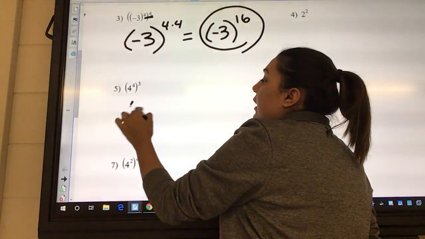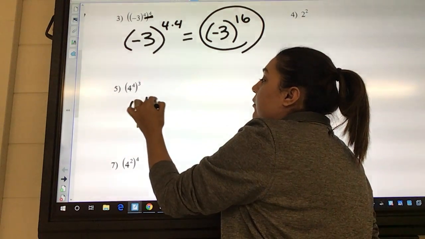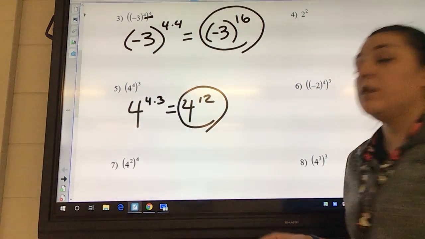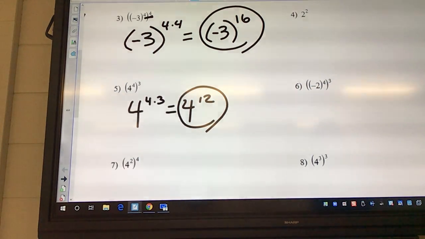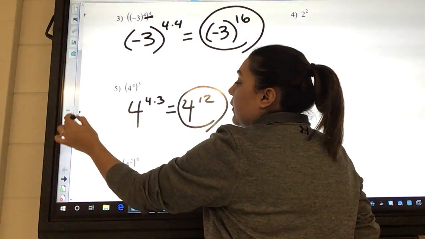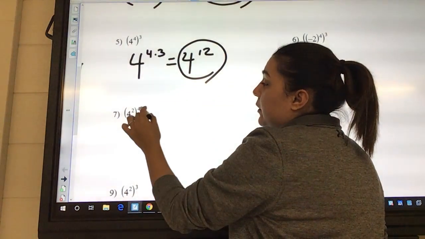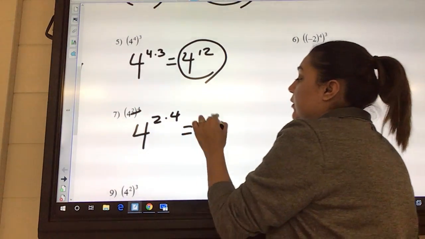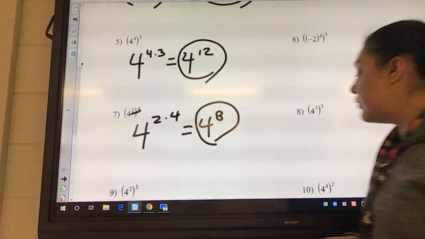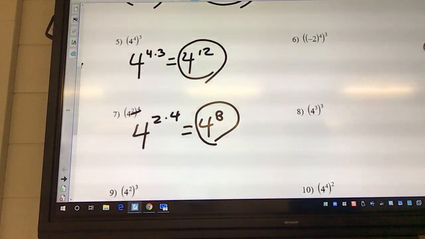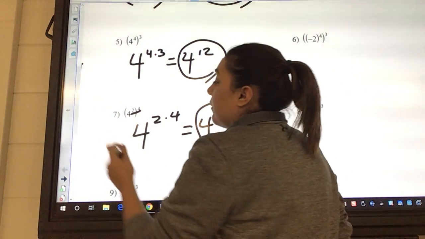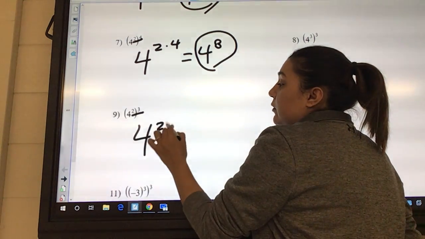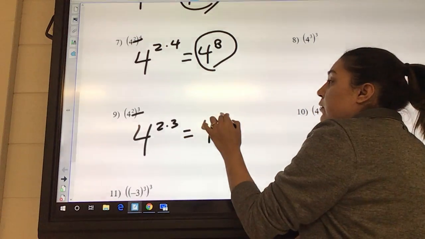Okay, 5. We're going to keep our same big number and we multiply the two littles together. 4 times 3 is 12. There's no negatives, so we're already done. Okay, 7. We keep the big and we multiply the two littles together. So 2 times 4. Well, 2 times 4 is 8, so it's going to be 4 to the 8. There's no negative, so we're done. Okay, we're going to keep the same big. We multiply the two littles. 2 times 3. So it's going to be 4 to the 6.